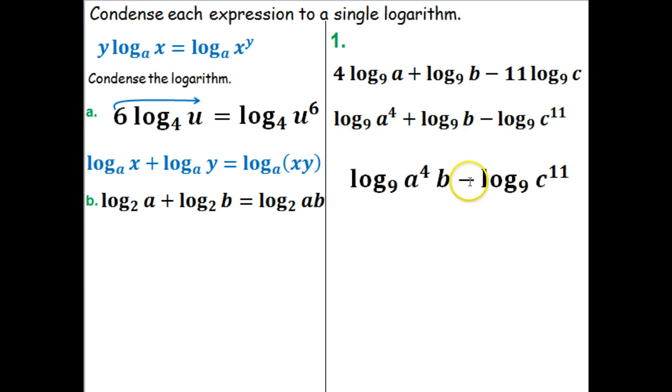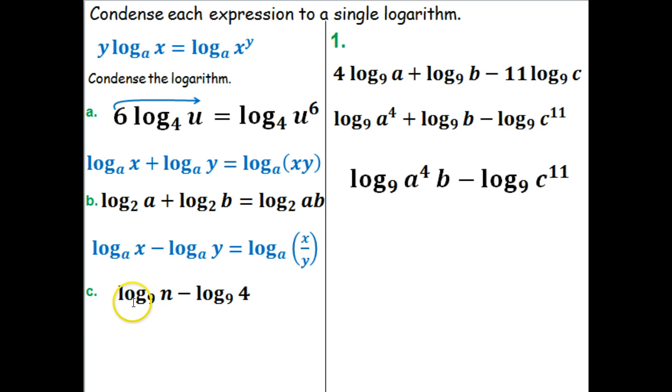Now if it's a subtraction here, our laws of exponents tell us if it's got the same base, and this one does, they both have base 9, and it's subtraction, we're going to end up dividing these two. This is y divided by x. And let's look at an example here. This is log base 9 n minus log base 9 4. So because they have the same base, we can divide n by 4. Here's what it would look like. Log base 9 n divided by 4.